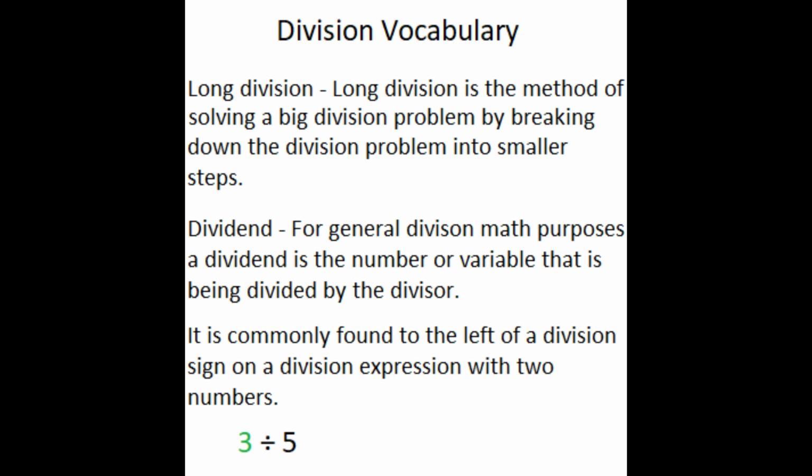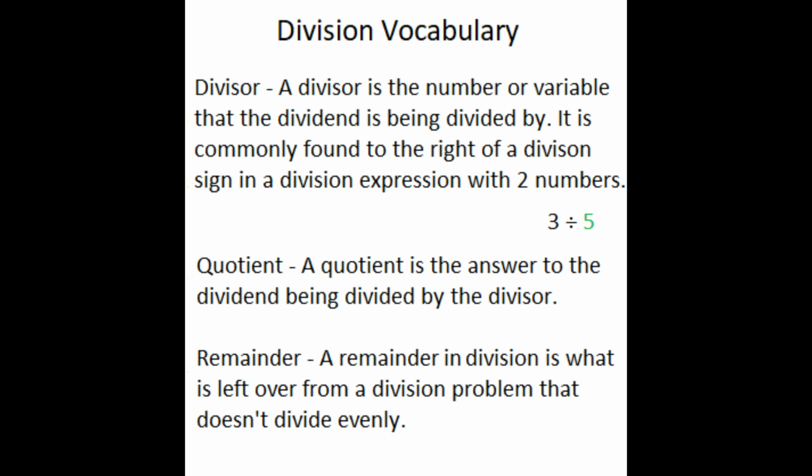Dividend. For general division math purposes, a dividend is the number or variable that is being divided by the divisor. It is commonly found to the left of the division sign in a division expression with two numbers. Divisor. A divisor is the number or variable that the dividend is being divided by. It is commonly found to the right of a division sign in a division expression with two numbers. Quotient. A quotient is the answer to the dividend being divided by the divisor. Remainder. A remainder in division is what is left over from a division problem that doesn't divide evenly. Remainders can have other applications in math besides division.